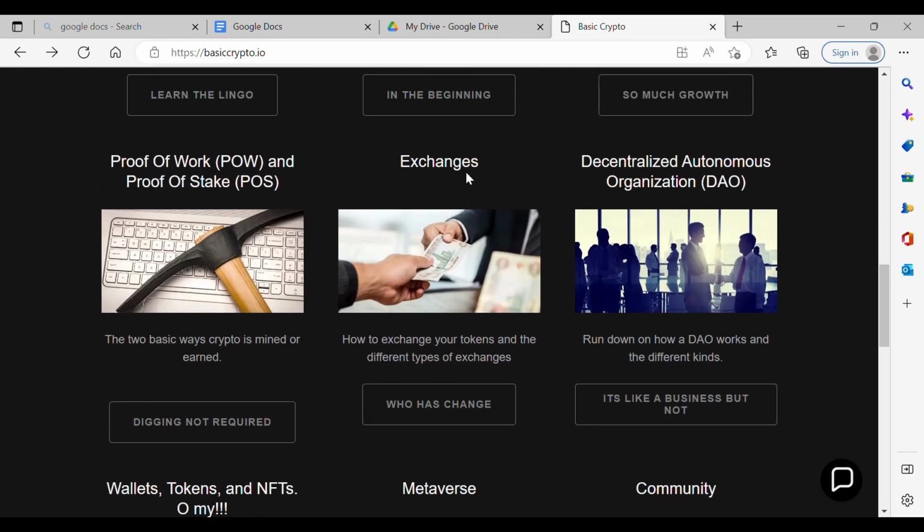Proof of work and proof of stake are two of the main ways that blockchains are secured right now. Again, this can change over time.